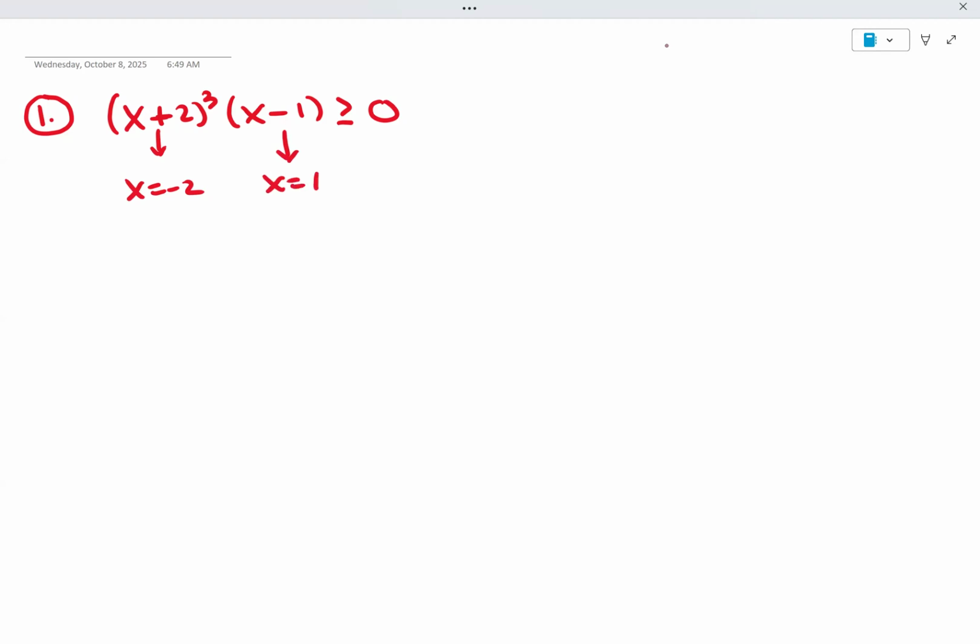We would expect at both of these that the graph would cross the x-axis because the multiplicities, the powers belonging to those zeros, are odd, which means on my number line, doing the candidate test, all signs have to alternate. So I'll put these numbers down on my number line, -2 and 1. And because of the equal to, these will be closed circles.